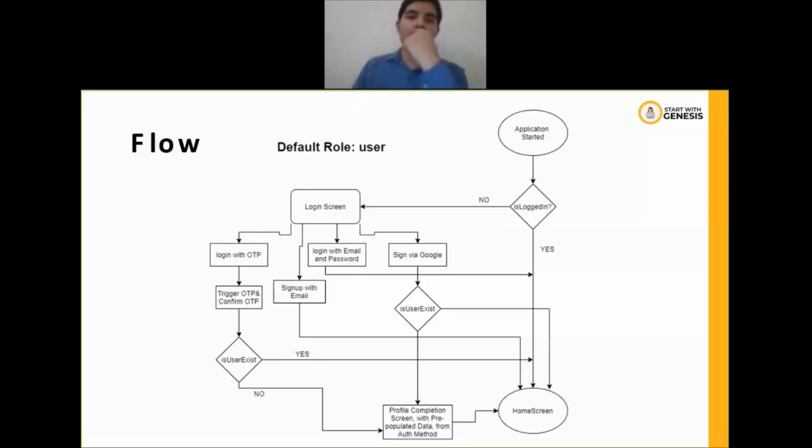So here's the flow of Firebase authentication in particular. When the application starts, we check if the user is logged in. If not, we go to the login screen. We ask the user with options like sign in via Google, sign in via email and password, and sign in with OTP. After that, you can see the user exists condition, which is the same condition. If the user already exists, we go to the home screen. If the user does not exist in our database, we ask them to add their other details so that we can register the user in the database.